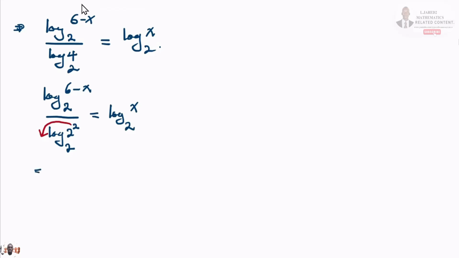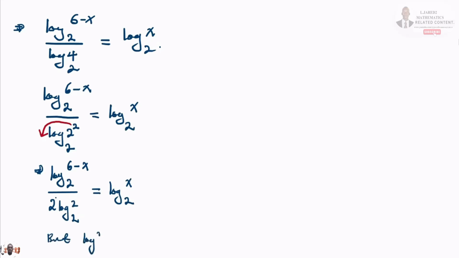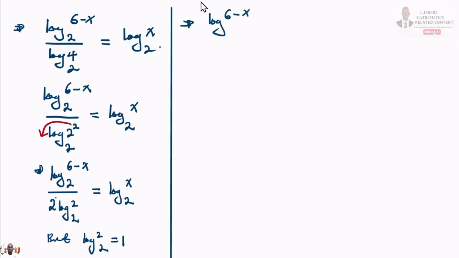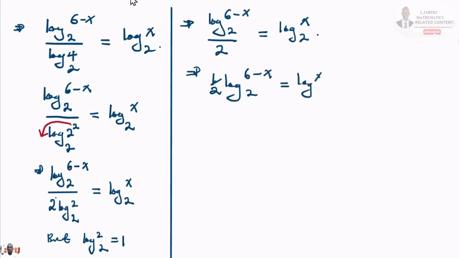So it implies that we have the log of 6 minus x base 2 divided by 2 log of 2 base 2 being equal to the log of x base 2. Then from here, we know very well that log of 2 base 2 equals 1. What does it mean? It implies that we have the log of 6 minus x base 2 divided by 2 equaling the log of x base 2. From here, this is the same as the half. So we have the half log of 6 minus x base 2 equaling the log of x base 2.